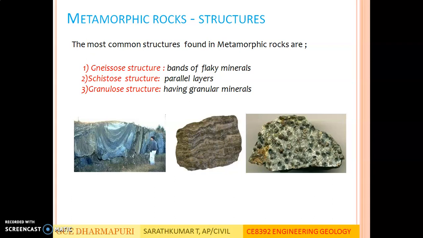Metamorphic rock structures. The most common structures found in metamorphic rocks are gneiss structure, schistose structure, and granular structure. In gneiss structure, the minerals appear as bands of flaky minerals. In schistose structure, parallel layers of minerals will be occurring. In granular structures, as you can see in the third figure, the rock is composed of granular minerals. The first figure is an example of gneiss.